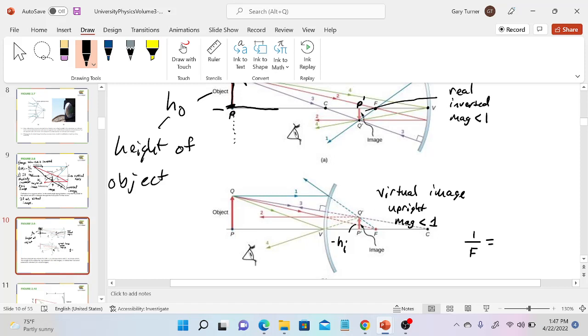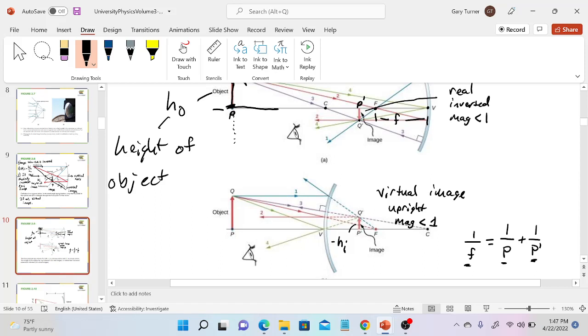Okay. So the equation for mirrors is 1 over the focal point, or technically 1 over what we call the focal length. The focal point is a point in space. The length is the distance from the focal point to the mirror. Okay, so I really should be very specific. So 1 over the focal length is equal to 1 over the object distance plus 1 over the image distance. So if you know 2 of these 3, you can get the third.